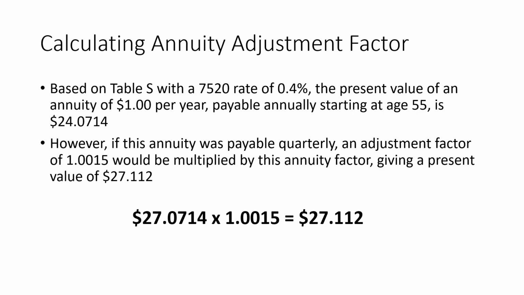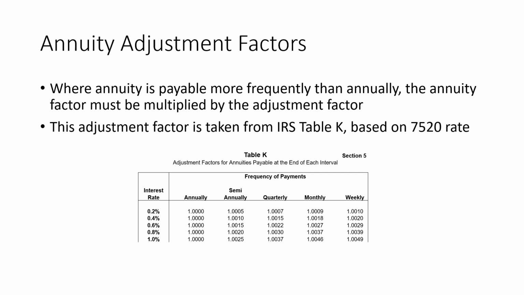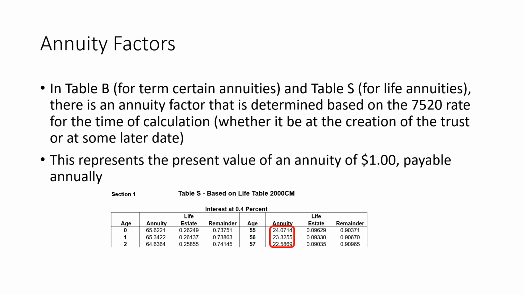So we're going to use that. We're going to say that based on Table S, with a 75/20 rate of 0.4%, the present value of an annuity of $1 per year payable annually starting at age 55 would be $24.07 and change, as we saw back here in Table S.